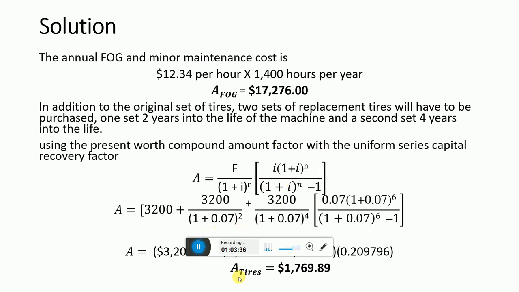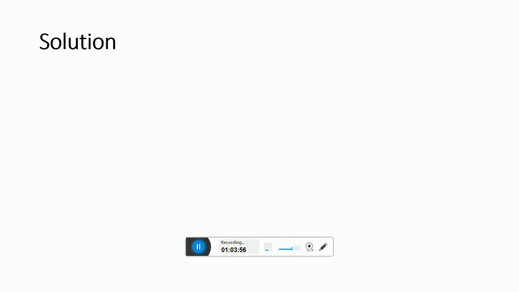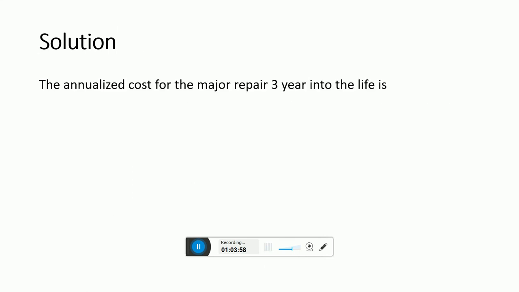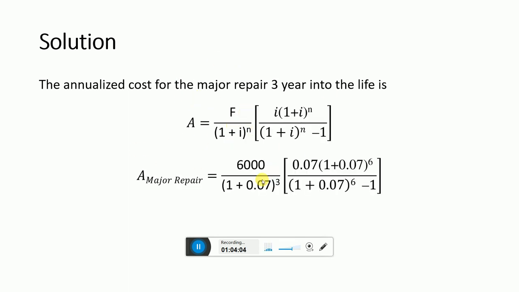So until now, we have analyzed three things. We have analyzed the ownership cost, then analyzed the salvage, and then analyzed the tire cost. Now we have to analyze the cost for the major repairs 3 years into life. To analyze the cost for the major repair 3 years into life, we again use the same formula.